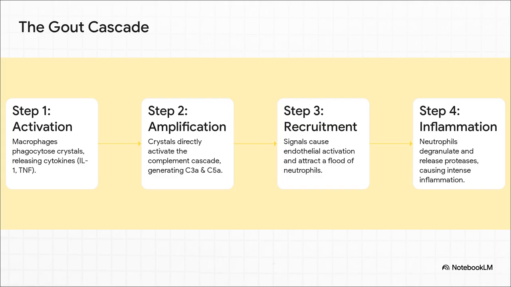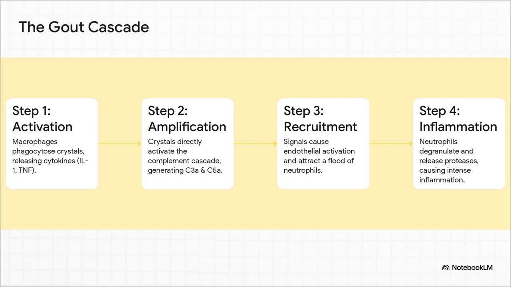Let's just walk through this play by play. Step 1, the macrophage swallows that crystal, and that triggers it to sound the alarm, releasing a flood of pro-inflammatory signals like IL-1, TNF, and IL-8. Step 2, at the same time, the surface of the crystals themselves directly switches on the complement pathway. Step 3, all of these signals, the cytokines and the complement factors, create this incredibly powerful chemical trail that screams for neutrophils to come to the joint. And step 4, a massive army of neutrophils arrives and just unleashes its entire arsenal, causing that intense, fiery inflammation of a gout attack.